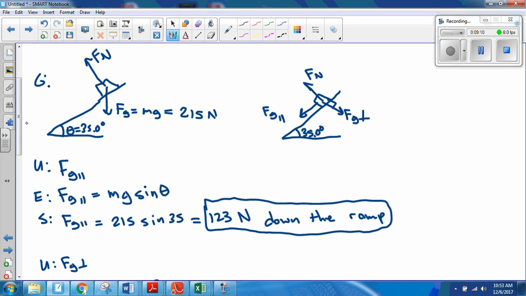Okay? Yes, sir. No, the box could be anywhere on this ramp, as long as the ramp's angle is 35 degrees.